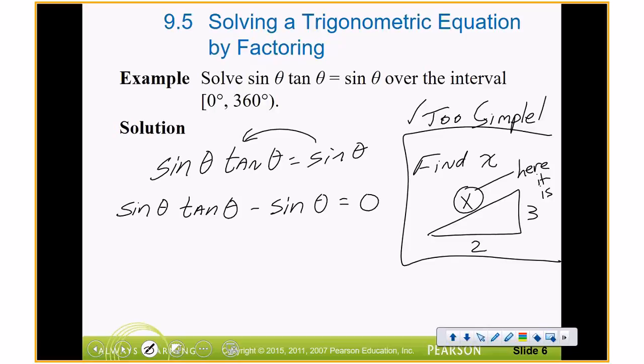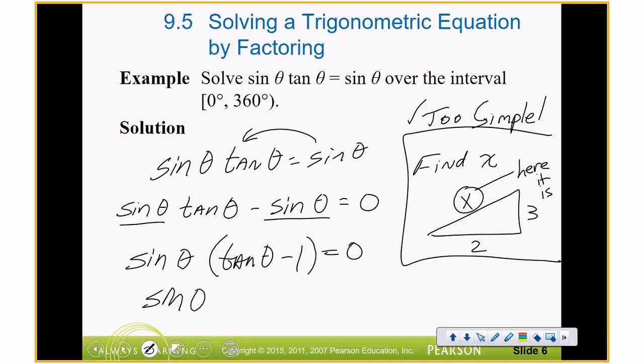Now, what if you had 2 tangent of theta is equal to 4? Well, then you would divide by 2 because that would leave you your answer. But this is not that problem, okay? So, what's in common? Factor out the sine. That leaves you tangent theta minus 1. So now we've got sine theta times tangent theta minus 1 is equal to 0.